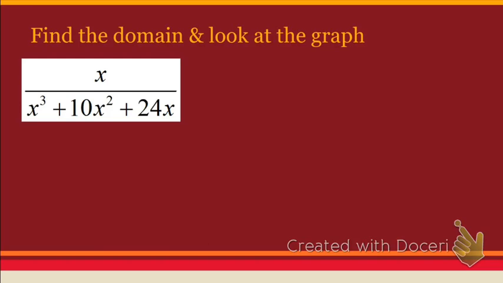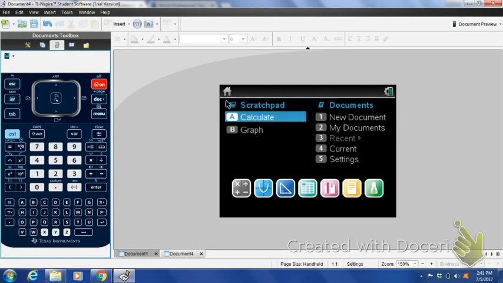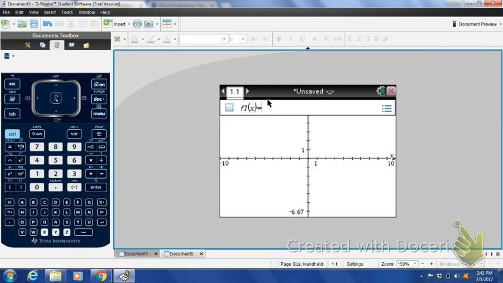So, let's look at the graph first. Let me pull up this TI Inspire software. If you don't have one, I suggest you get one. When you turn it on, you get brought to this home screen. And we're going to graph. So, we're going to open up a new document and add a graph. On the keypad, this f1 of x is like y equals. So, we don't have to do anything there.